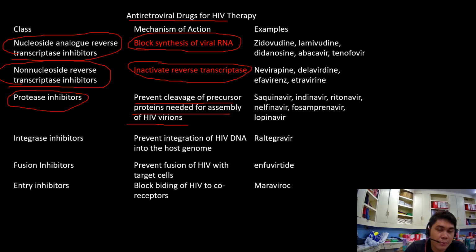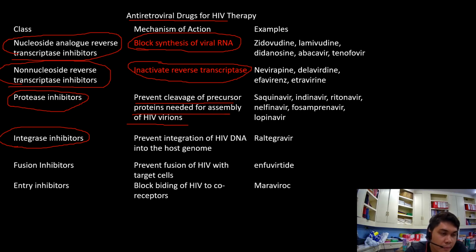Regarding protease, protease is important in the formation of proteins that are important in the formation of a new virion. Okay, so the purpose of protease inhibitor is to prevent the formation of proteins needed for the assembly of a new virion. Next is integrase inhibitor. The function of the integrase enzyme is to integrate the HIV DNA into the host genome. So the purpose of integrase inhibitor is to prevent the integration of HIV DNA into the host genome.